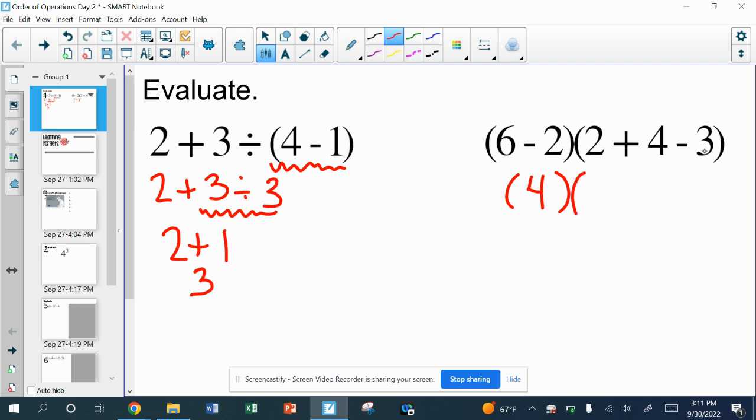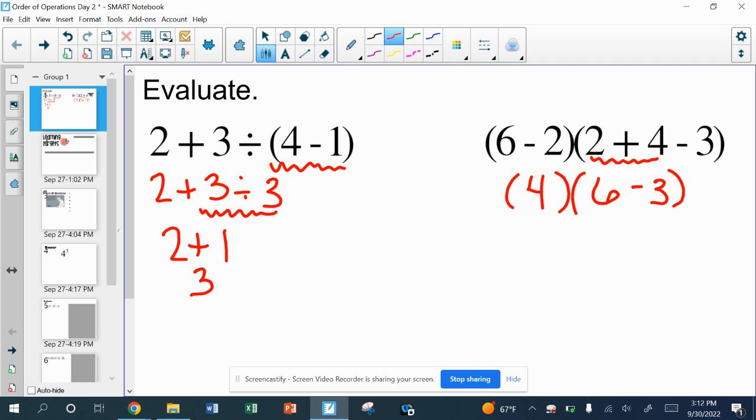Inside this second set of parentheses, I've got 2 things to do. So I have addition and subtraction. I have to work left to right. So I would have 2 plus 4. That would be my first step in this parenthesis, which would give me 6. And I still have a minus 3.